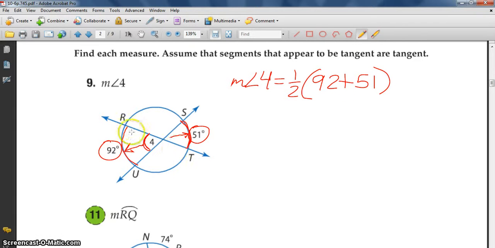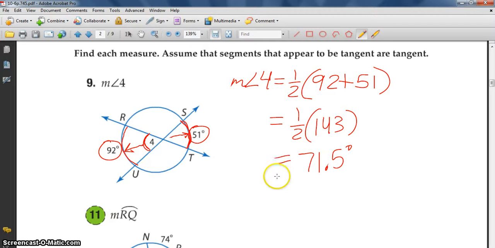So whenever you see a problem like this, add those two arcs together and divide by 2, and that will give you the angle measure. So that would be half of 143, which is equal to 71.5. So that's the measure of angle R.